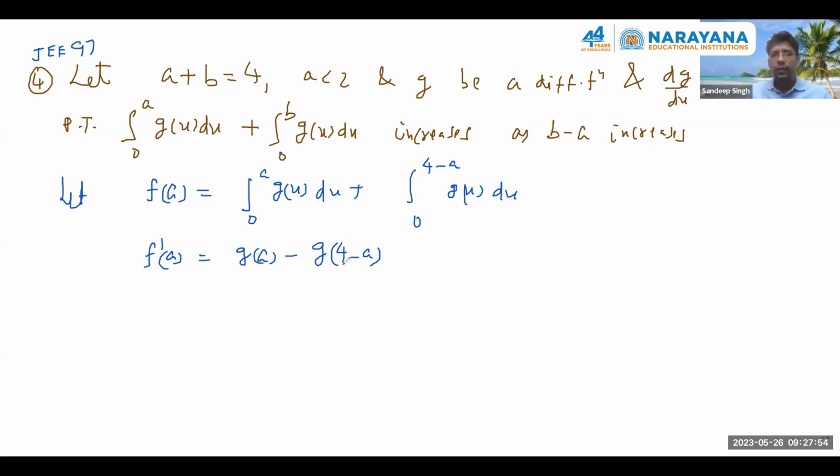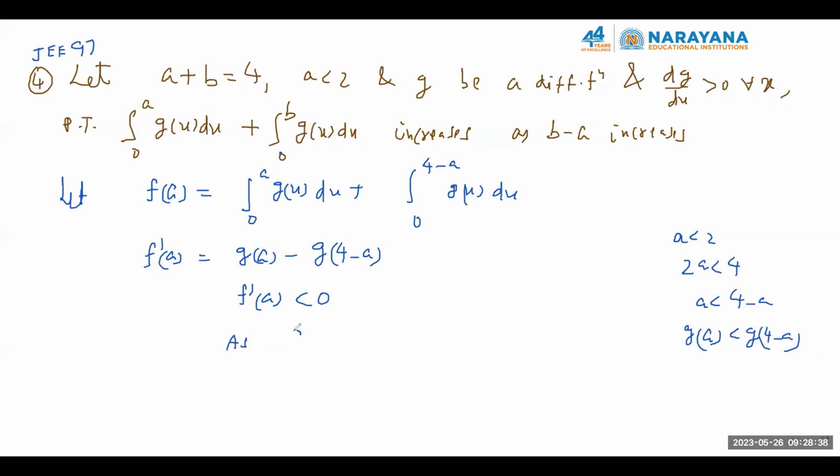Now you have to show that as b minus a increases, this increases. So what is b minus a? It is 4 minus 2a. And for a and 4 minus a less than 2, that means 2a is less than 4, that means a is less than 4 minus a. Since g is increasing, g of a is less than g of 4 minus a. Hence, f dash a is negative. So f dash a is negative, that means what? Tell me. As a increases, f of a decreases.